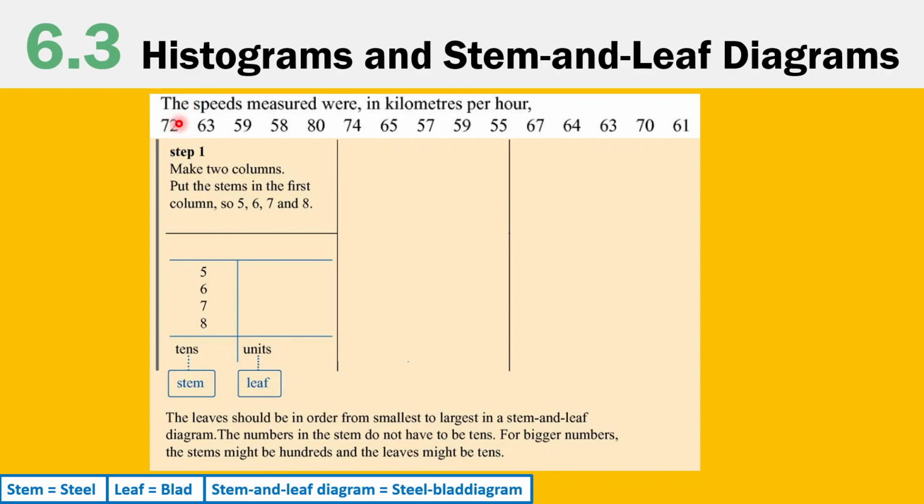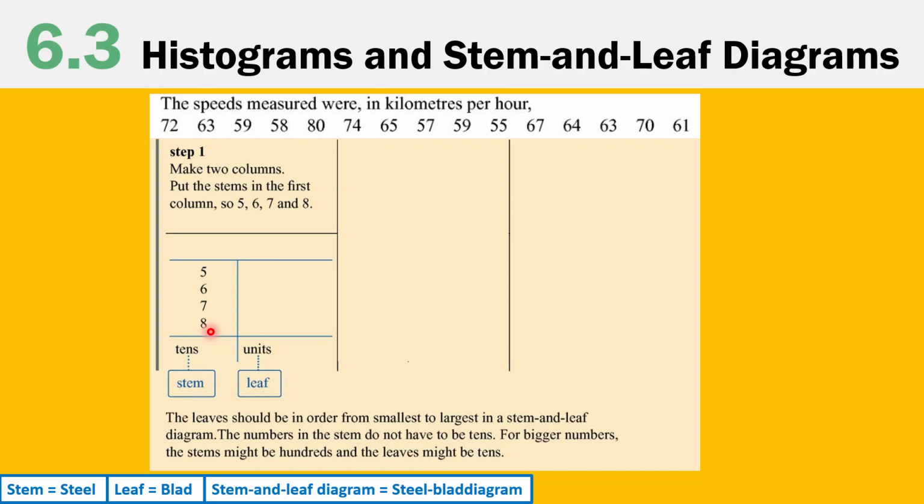So for example, 72 has the stem, the tens, 7, and the units are 2. Here, the stem is 6, the leaf is 3. The stem is 5, the leaf is 9. If you take a look here, all the stems are from 5 up to and including 8. So that's why my stem, my tens here, go from 5 up to and including 8.